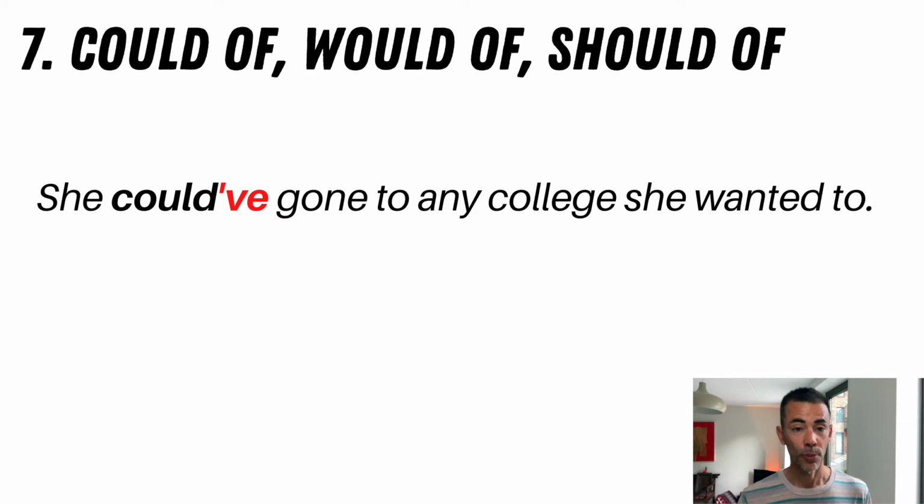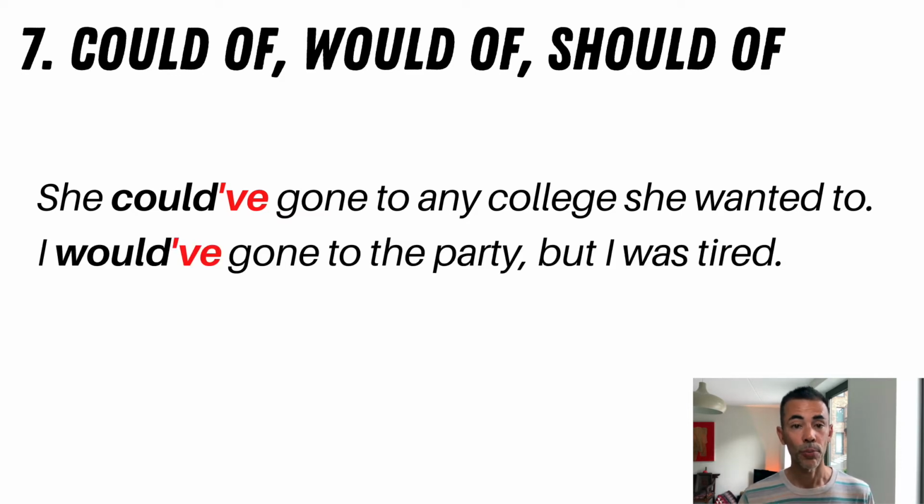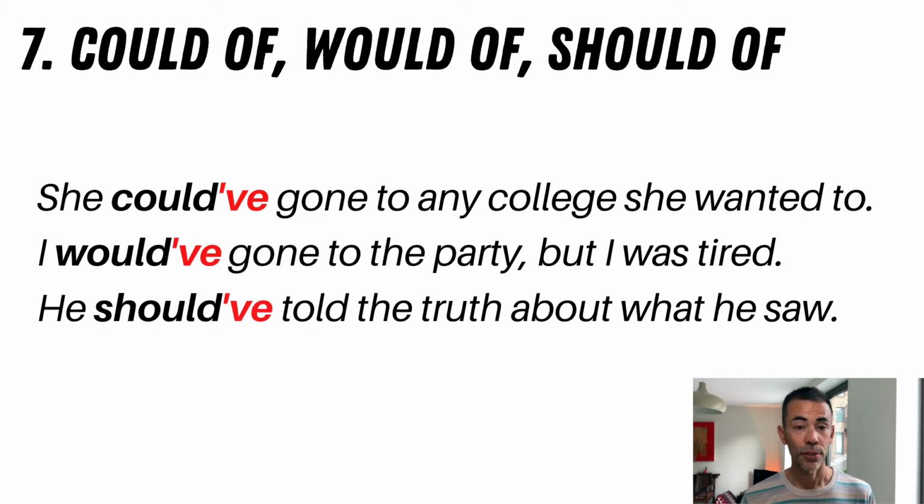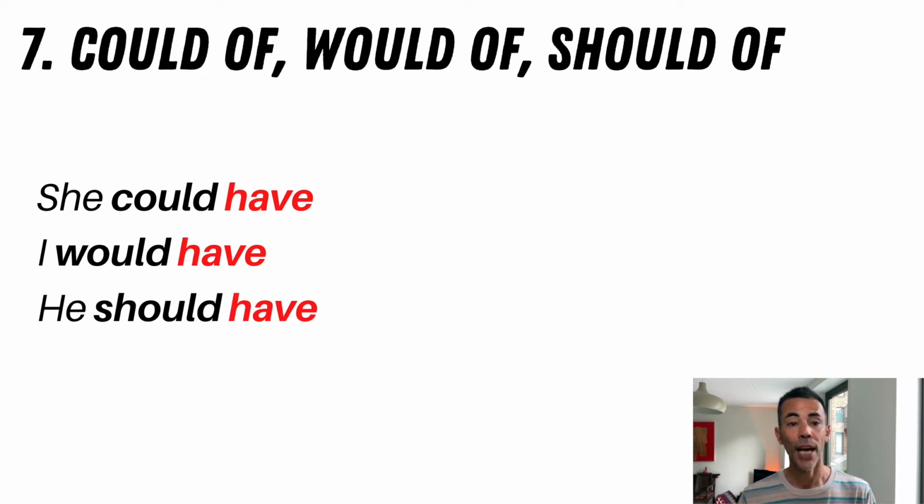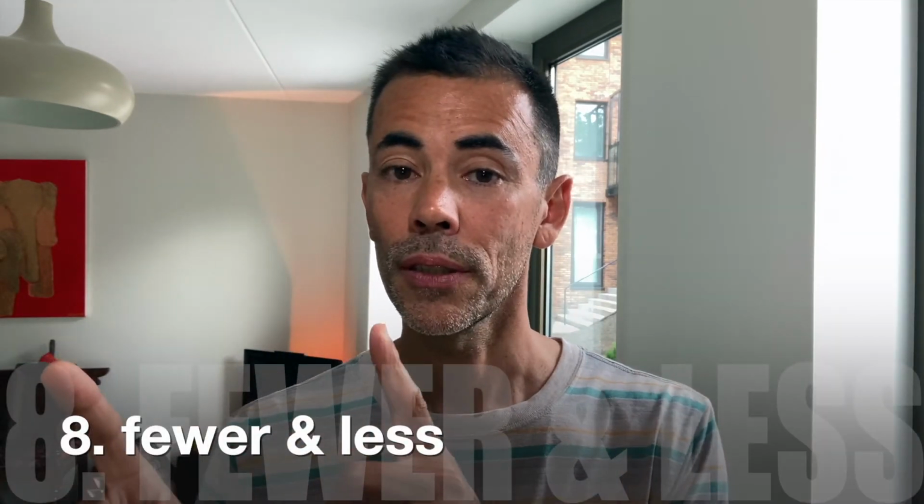The correct spelling of these verb phrases is could've, apostrophe VE, would've, apostrophe VE, should've, apostrophe VE. They're contractions of could have, would have, should have. It's just that when we speak, we smush sounds together and it sounds like we're saying could of, would of, should of.